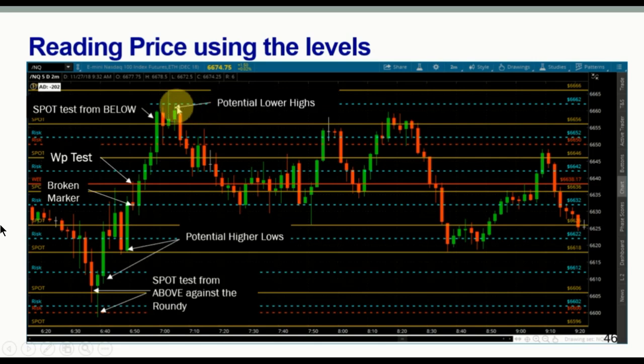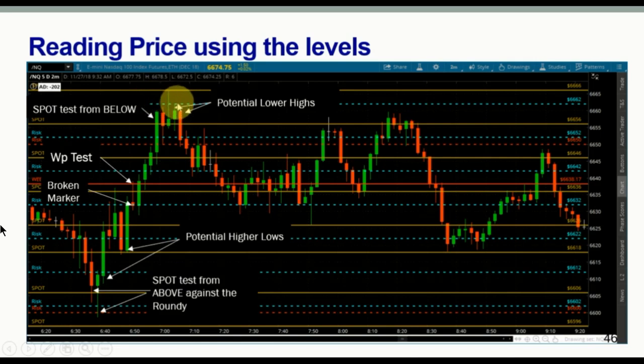So if that 62 holds it in, as identified by potential lower highs right here, and this is the stuff that I'm telling you guys as price is developing in the room. I'm saying, hey, where did it come from? This thing just came from the roundy. This thing just bounced 60 handles. Let's see if we can turn the market. How do we do it?